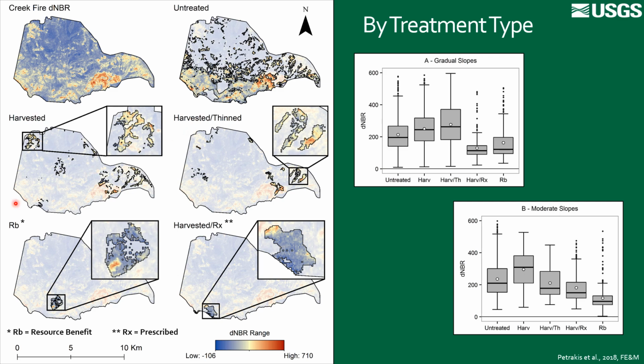For the areas that had some sort of fire-based treatment, resource benefit burn, RB, as well as harvested prescribed or harvested RX, we see more blues, generally with some pockets of red, but generally lower fire severity within these areas. This is also represented on the graphs on the right, where fire-based treatments had lower fire severity on average on both gradual and moderate slopes when compared to both untreated areas as well as the harvested and harvested thinned areas. You can see that here, lower fire severity on both gradual and moderate slopes.